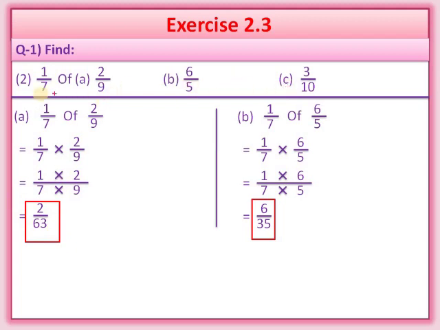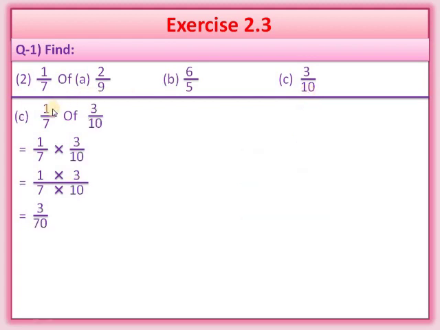Now we will move on. 1 upon 7 of 3 upon 10. Okay, we will move on to the third question. See here, 1 upon 7 of 3 upon 10. So 1 upon 7 multiplied by 3 upon 10. So nothing will be cut, so we will multiply directly. So 1 multiplied by 3 upon 7 multiplied by 10. So 1 times 3 is 3 and 7 times 10 is 70. So it is your answer.